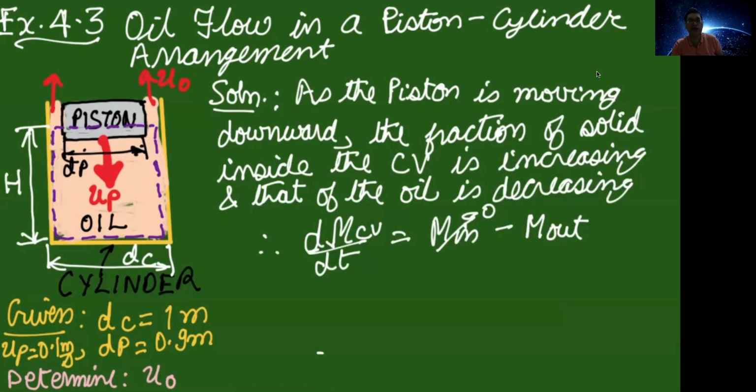However, for an Eulerian system, there are two rates of change: the rate of change of mass stored inside the control volume, which is shown on the left hand side, and the net mass flow rate entering the control volume. In this case, there is no mass flow rate entering the control volume. M in is 0, and you have only M out.